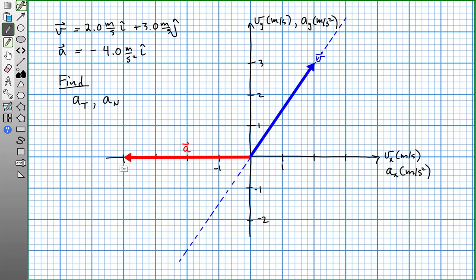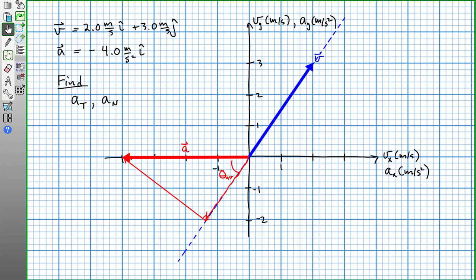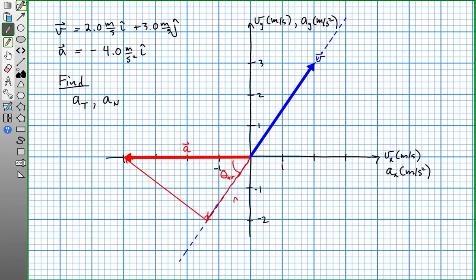By projecting a line from the head of the acceleration vector down to the line on which velocity lies, such that it's perpendicular to the line, we're able to see the projection of the acceleration onto the velocity axis. Let's label this projection of the acceleration onto the line of velocity a sub t. And from trigonometry, this is the side adjacent to the angle between the acceleration and the line of velocity.